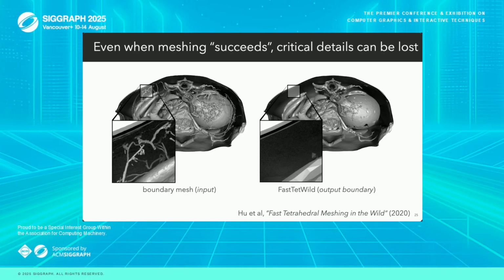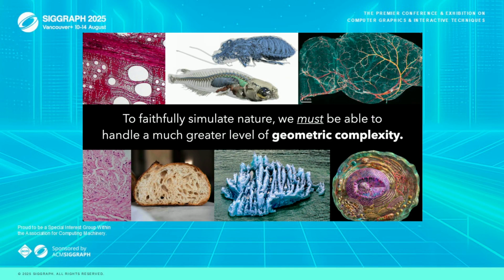The other issue is that even when it succeeds by some sort of academic metric, like, oh, I can guarantee my algorithm terminates, it might not produce something that really solves the engineering problem or the physical problem. So you can end up with situations where critical details can be lost. Here, for instance, in this anatomical model, yeah, we get a valid tetrahedral mesh, but we do that at the cost of simplifying away pretty important geometry like veins that run through the body, okay? And so what this tells us is that to faithfully simulate nature, we really must be able to handle a much greater level of geometric complexity than we're dealing with today.